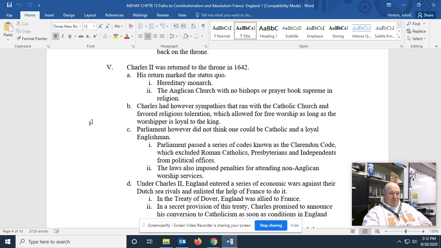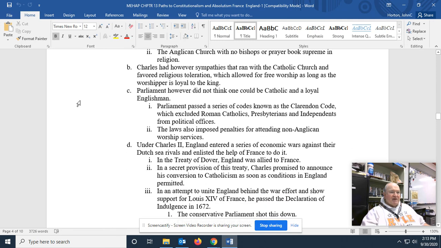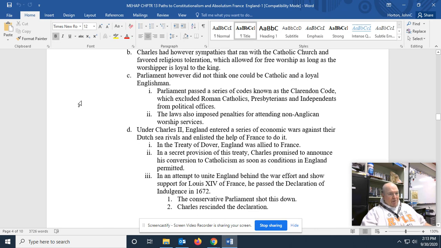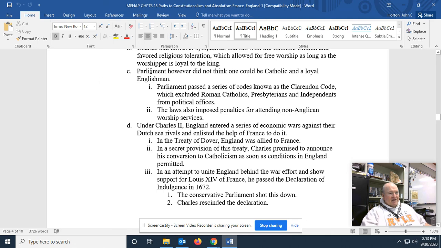Okay, so his return marked the status quo. He was a hereditary monarch, and it was going to be assumed that his son would become the next monarch. Now the Anglican Church, with no bishops or prayer book, supreme in religion. Charles, however, had sympathies that ran with the Catholic Church, and he favored religious toleration, which allowed for free worship as long as the worshiper was loyal to the king. Parliament, however, did not think that one could be Catholic and a loyal Englishman. Yeah, that's a good thing to write down, to underline.